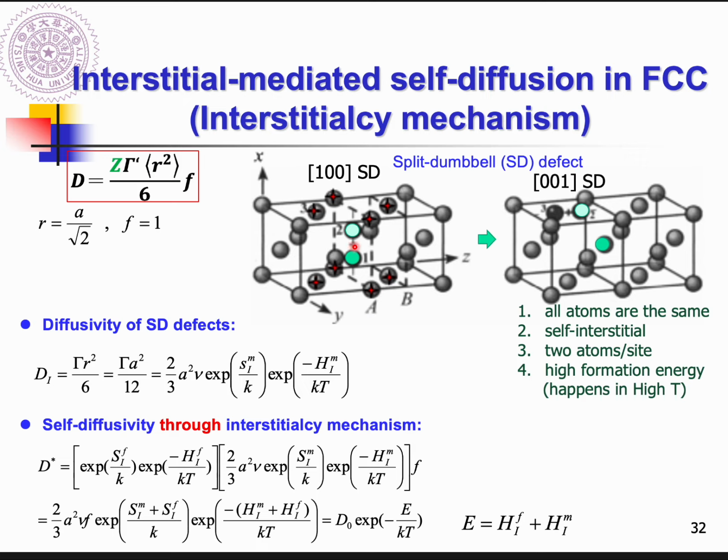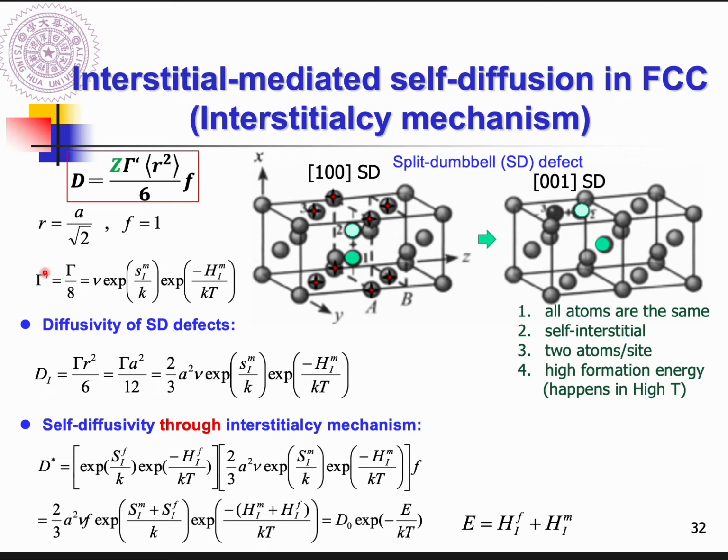Regarding the distance, we can use the lattice point. We measure from this lattice point to this lattice point, so we get a divided by 2 squared plus a divided by 2 squared, and take the root of it. So you get a divided by square root of 2. And as I mentioned before, because this interstitial defect can jump to any substitutional site, f equals 1, and z equals 8.